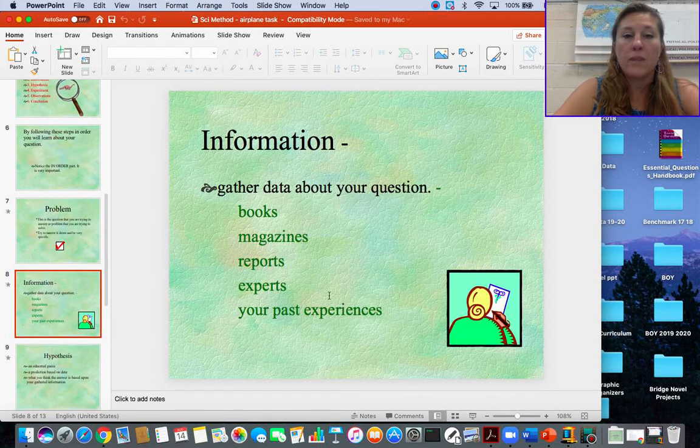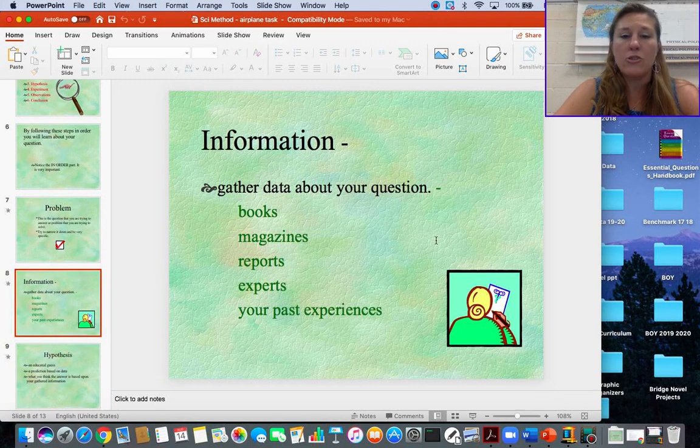Okay, we start with information. This is where you gather data about your question. You can look at books, you can look at magazines, reports, experts, your past experiences. You can go on Google and do some research. Make sure you find research that is not on the wiki page. Okay, make sure you go on and you look for information and research on your question.